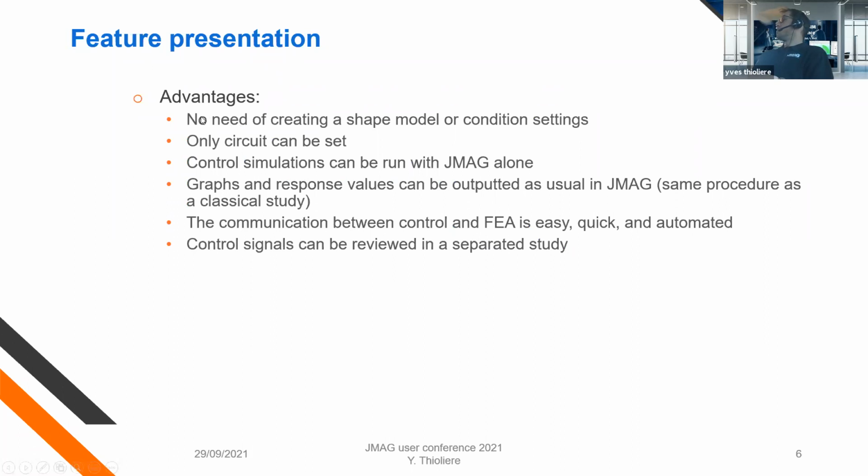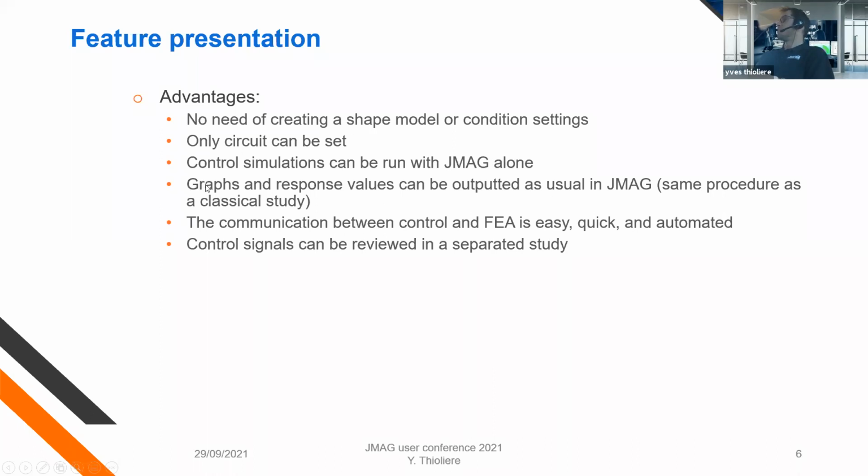The advantage of this feature is that if you have now just a single circuit, you have no need to create some dummy shape, like, for example, just one element or something like that. There is no need of a shape model, condition setting, or applying dummy material. It's only circuit, and you can run only circuit calculation. Here you see only the circuit can be set. So it means that you don't need an external circuit simulator anymore. This control simulation can be run in JMAG alone.